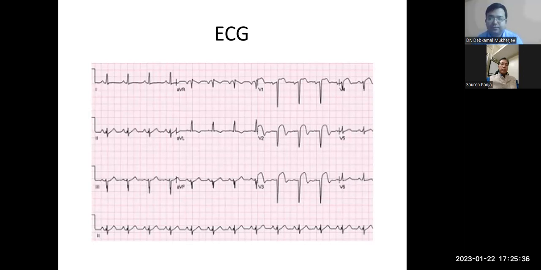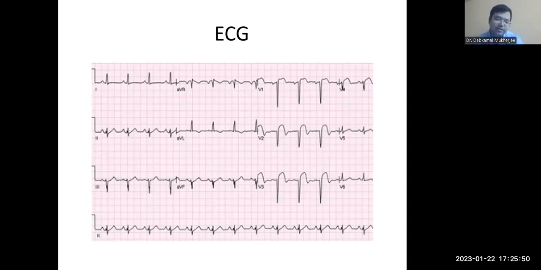Carry on. Other question, Dr. Devkamal: can the ECG be normal in cases of acute myocardial infarction? Yes, sir, definitely it can be, because acute coronary syndrome comprises three different entities. One is STEMI, which we are dealing with right now.